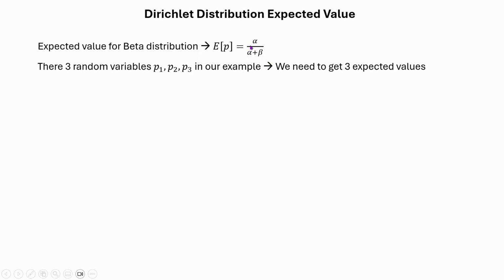So obviously this particular distribution has many random variables. For our example case, we have 3 random variables, so we need to get 3 expected values. For k random variables, we are going to have to take k expected values.